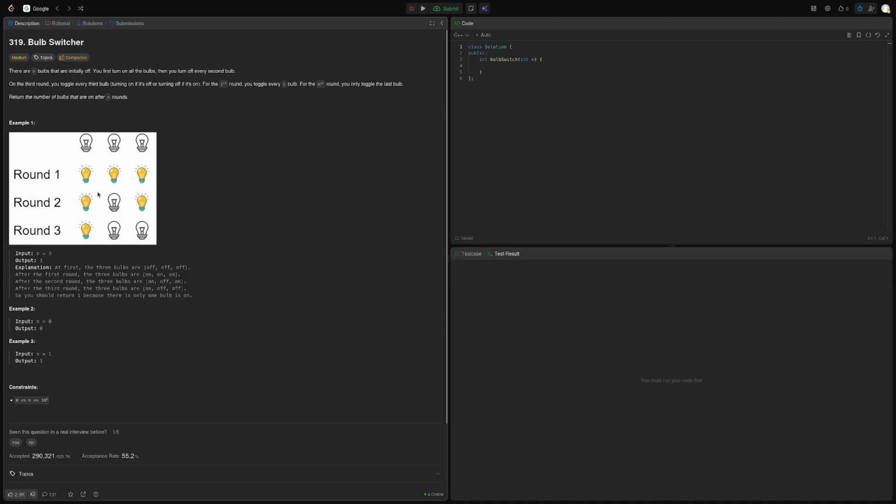Well, we could simulate, but that would be n times n half plus n third plus and so on. So that's n squared. So instead, let's count how many times a bulb has to be toggled. So first we turn them on. So one is always turned on.